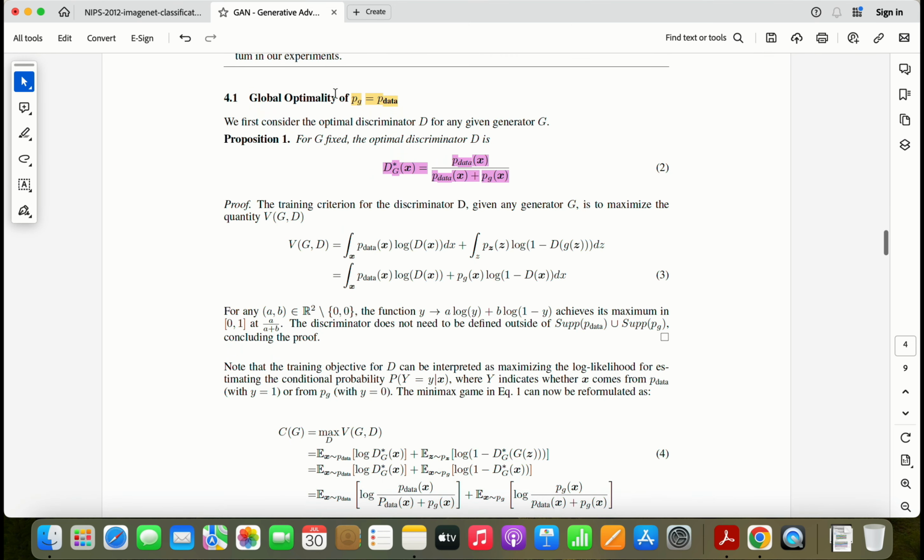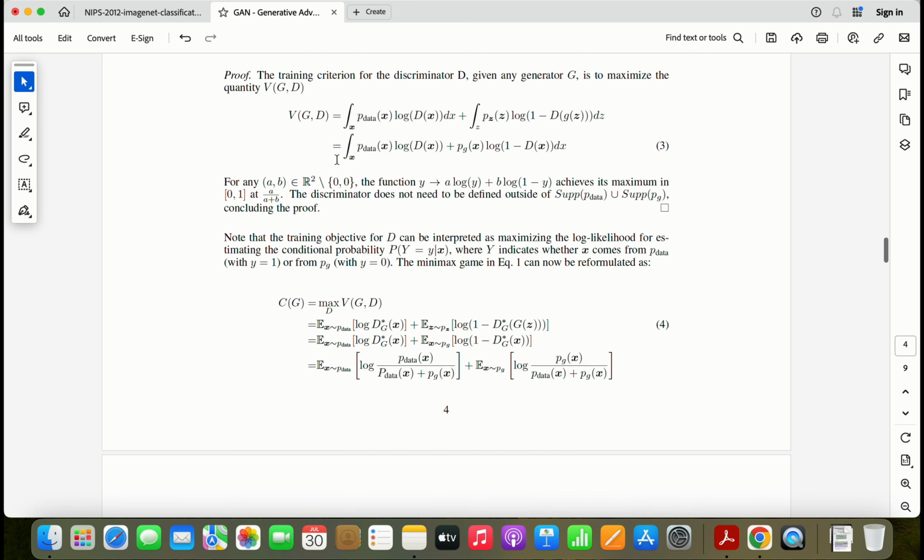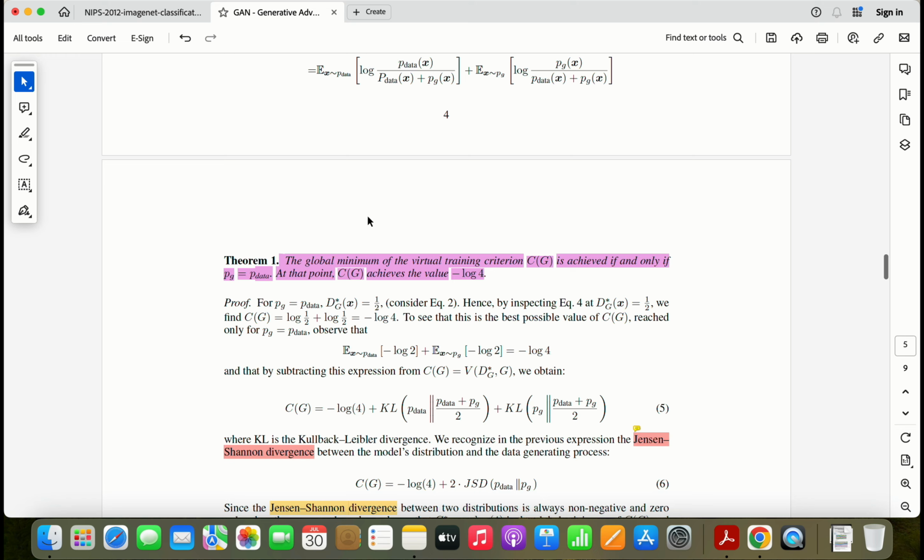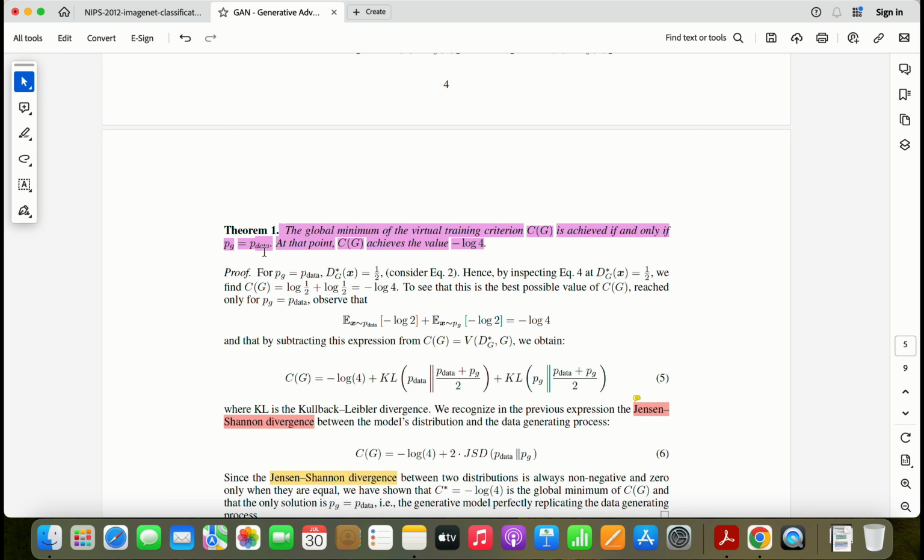With this we already discussed global optimality. It will be achieved when PG becomes equal to P data. And what will happen at that point? The optimal discriminator will become P data(x) divided by P data(x) plus PG(x), for a fixed G. The proof is given over here. At the global minimum condition, PG becomes equal to P data, and at that time our cost function will become minus log 4, because we already discussed that the discriminator will give a 1 by 2 output everywhere.